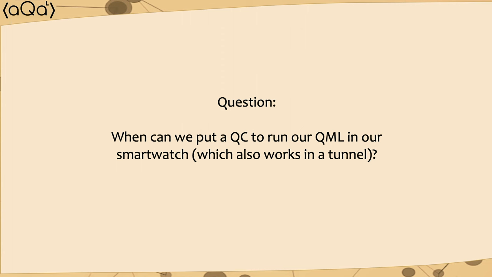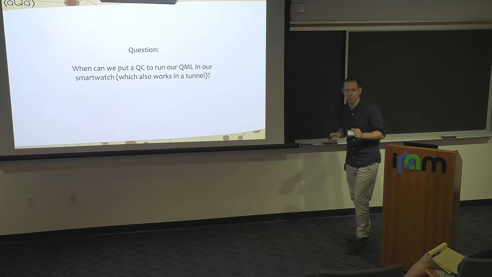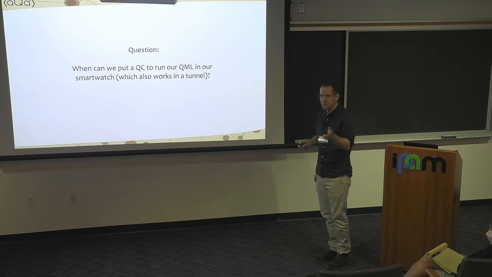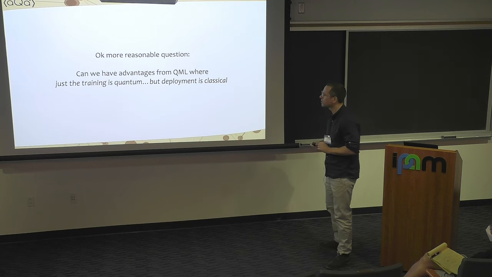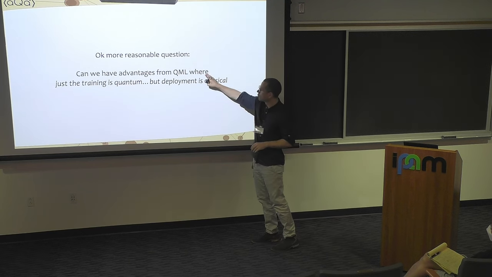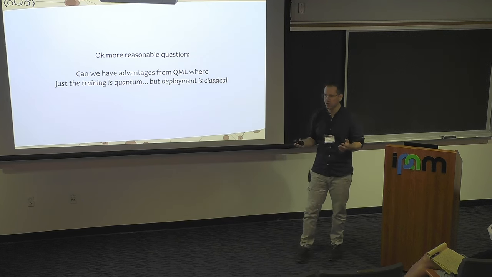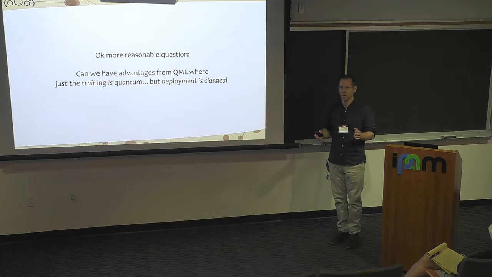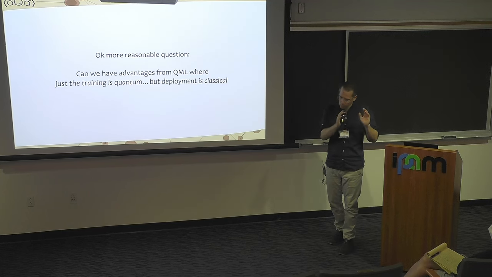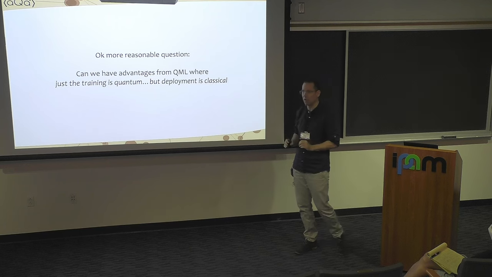When will I be able to put a quantum computer in my smartwatch? That's my question. How long do I have to wait? Can I hear a number? 10 years? It's usually 10 years for whatever we want to do with quantum computers, right? So maybe it's more than 10 years for this particular case. So let's have a more reasonable question. Can I have advantages for quantum machine learning where the training is quantum, but the use of the learned thing is classical? We call it deployment. For the training you probably need a quantum computer, but then you deploy it fully classically.